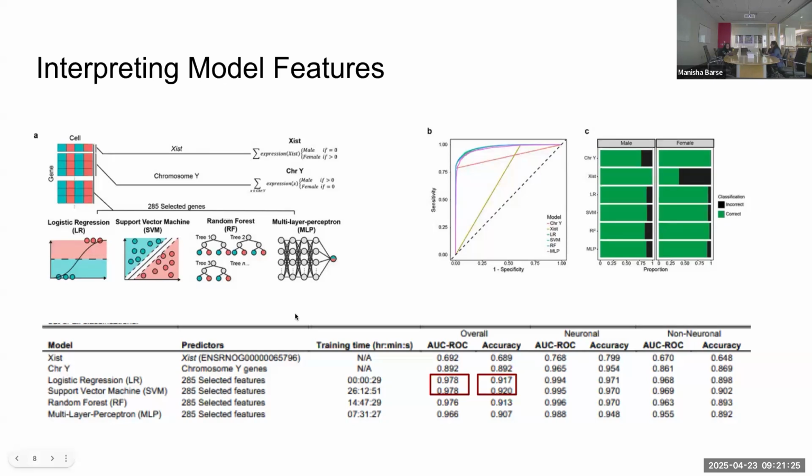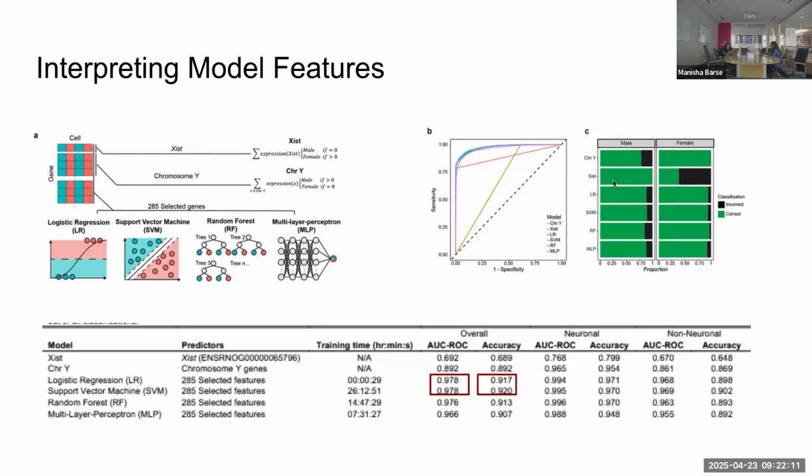And in panel C, they are looking at the proportion of the classification, how many males and females were correctly identified. For chromosome Y, it did not misclassify the female cells, but around 22% of the male cells were misclassified.